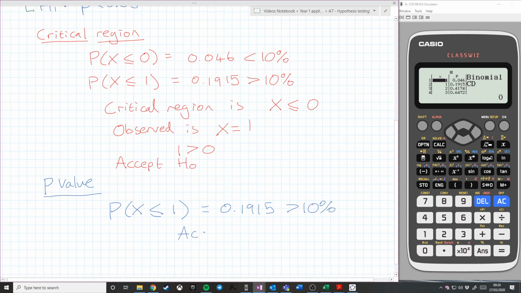So we accept H0. And that's all you'd have to do if you're doing the p-value method, because it is greater than 10%. The observed value is x is equal to 1. Must do less than or equal to here, and that's it. So your choice of these two, this is the test part.